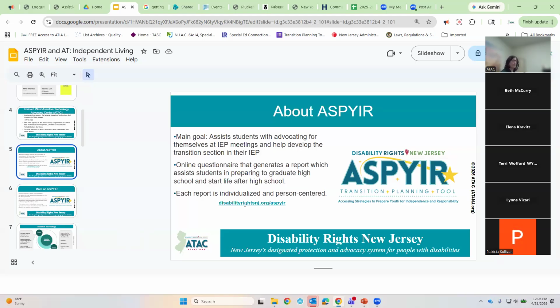This aspect is really important because the more you put into the planning tool, the more ASPYIR helps you. The less you put into ASPYIR and the less involved your answers are, the less involved your results will be. And so it won't be as supportive a document as it could be if you explained further about your wants and needs for different aspects of life.